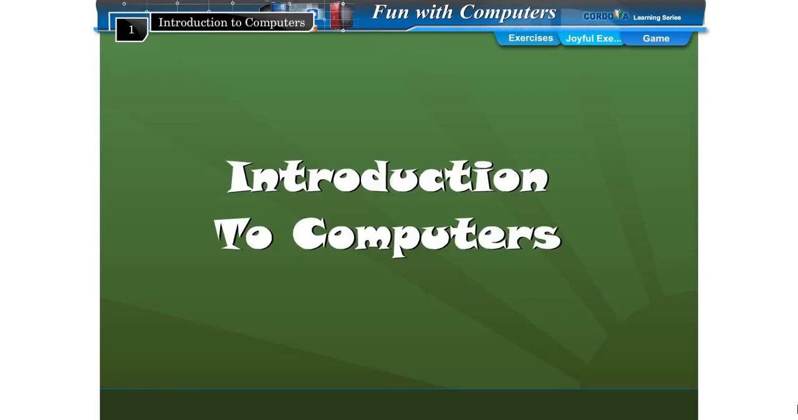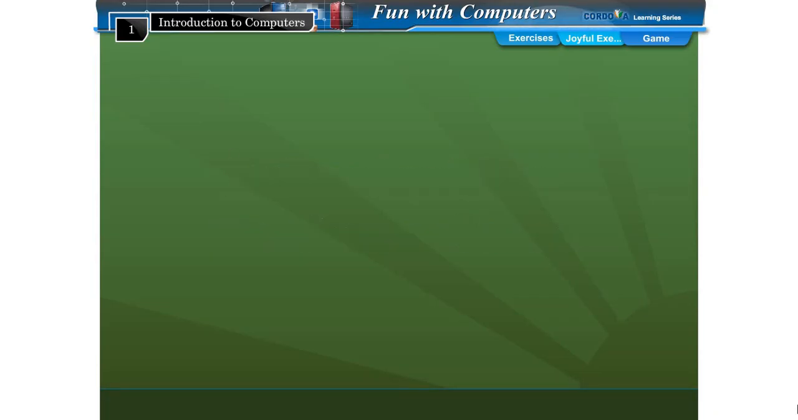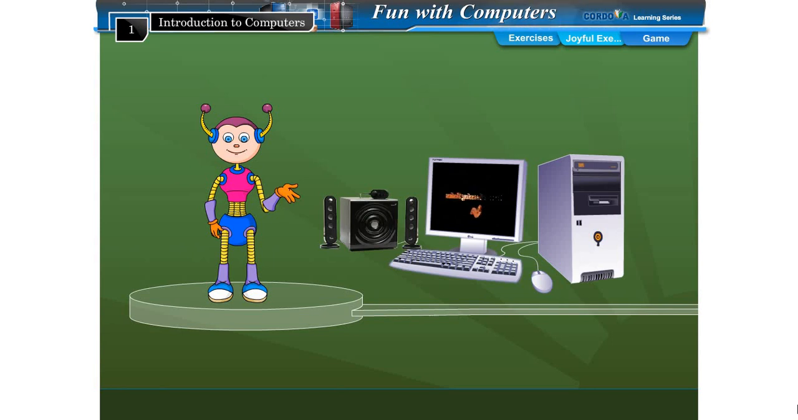Chapter 1. Introduction to Computers. Computer System. A computer is a machine that works according to a list of instructions known as a program. It is an electronic machine that helps you to process data.